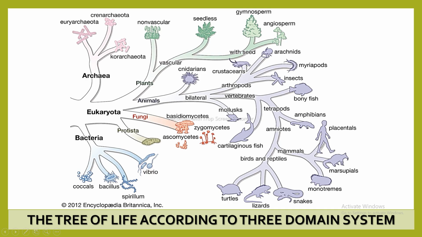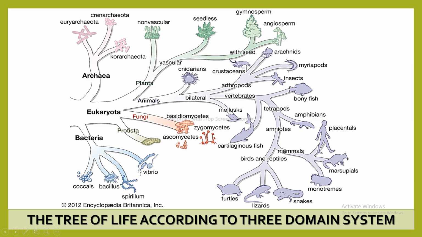And amniotes are further divided into mammals, and the mammals are divided into placentals, marsupials and monotremes. Amniotes are further divided into the birds and reptiles, which are further divided into the turtles, lizards and snakes. And vertebrates are further divided into cartilaginous fish. Bilaterals are also divided to form mollusks. Next is the fungi. Fungi are further divided into basidiomycetes, zygomycetes and ascomycetes. And the eukaryota are further divided into protista.